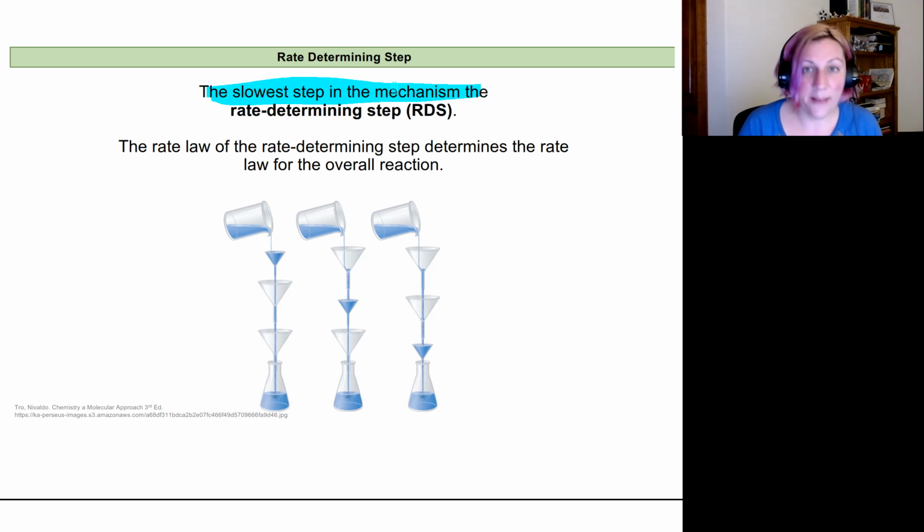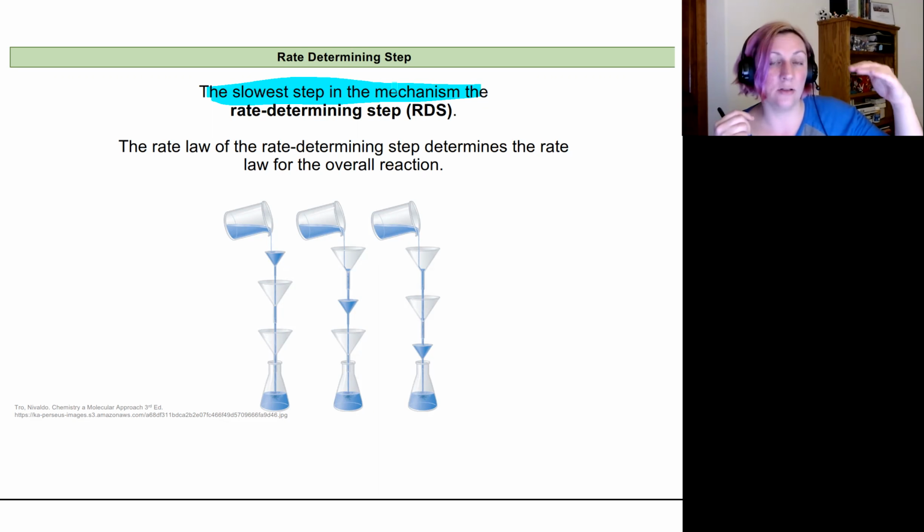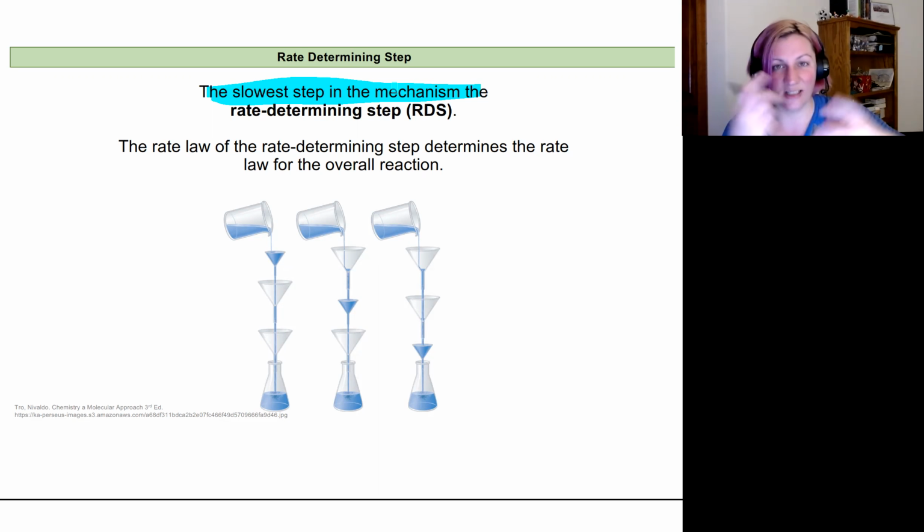And so that means that if we can look at a proposed mechanism of elementary steps and figure out which one's a slow step, then we'll have an idea of at least the order of that rate law that we should expect for the overall reaction. Which is a really helpful tool as we start to tease apart the data we get out of kinetics experiments.